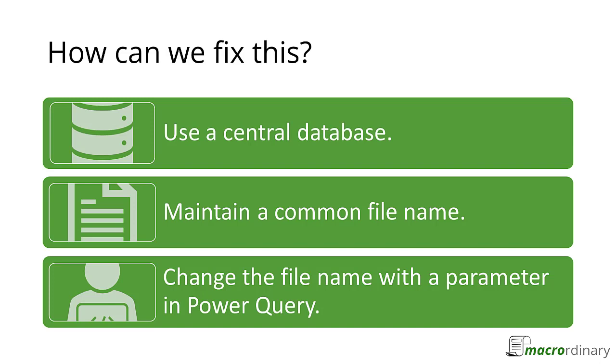First, instead of using individual files, you can upload the data into a centralized database. This doesn't have to be a fancy cloud database, even Access is fine. Second, you could store the file in the same place with the same name every time, overwriting the underlying file. And finally, you could put a parameter into Excel to change the file that Power Query looks for.